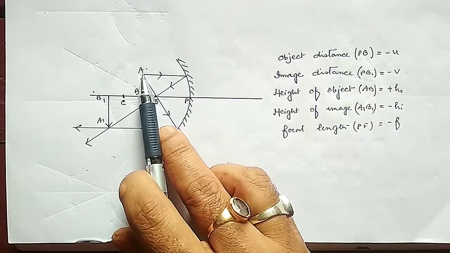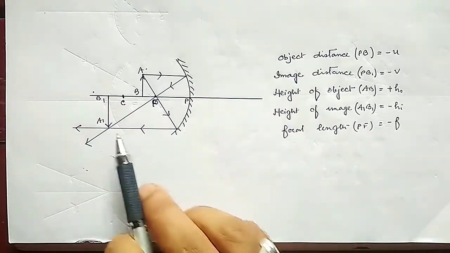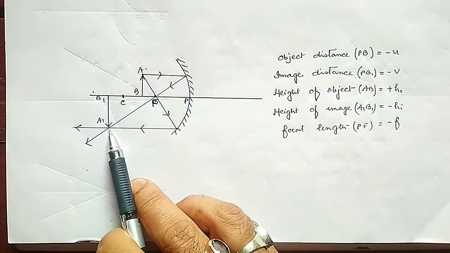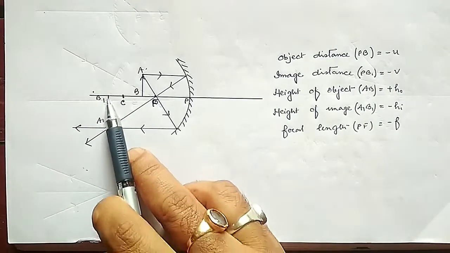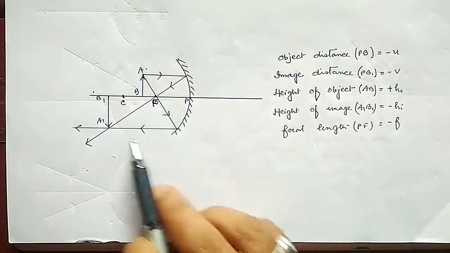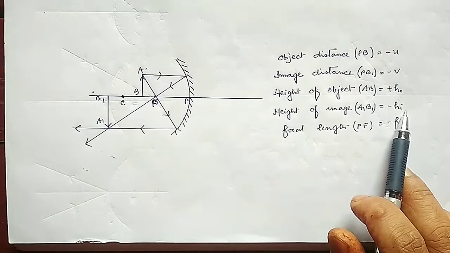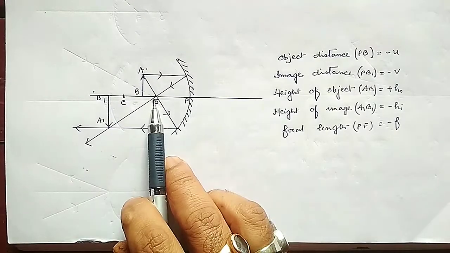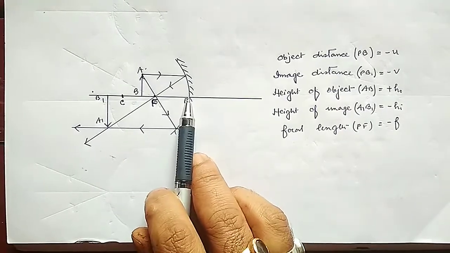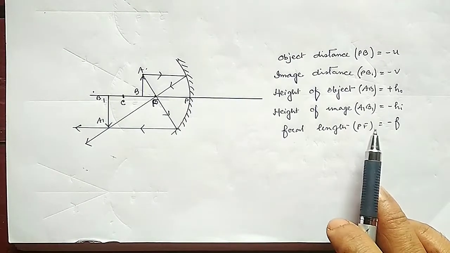Here AB is the object, so the height of the object is AB and it is above the principal axis. Since it is above the principal axis, it will be plus ho, where ho is the height of the object. A1B1 is the image, which is below the principal axis. And we know according to the sign convention, heights below the principal axis are considered negative. So height of the image A1B1 is minus hi, where hi represents the height of the image. And here the focus is F, so PF is the focal length. Since PF is on the left hand side of the pole, focal length PF is minus f. I hope the sign convention is now clear.